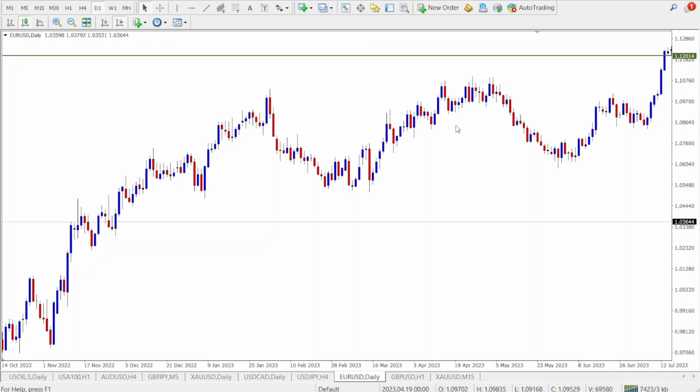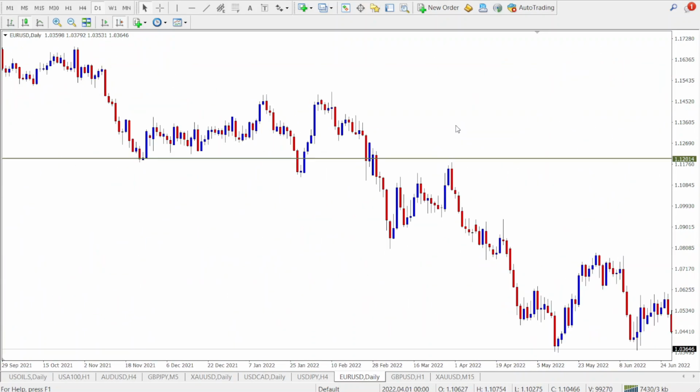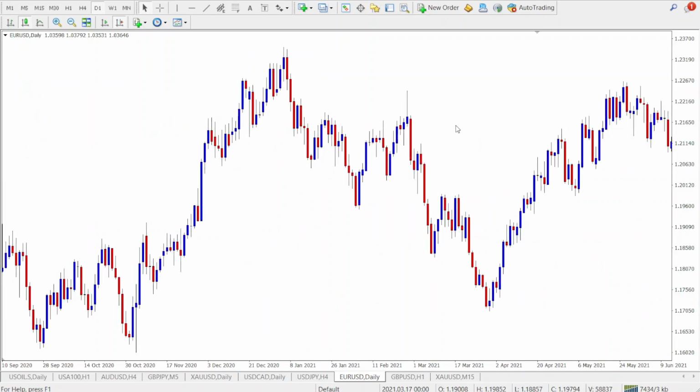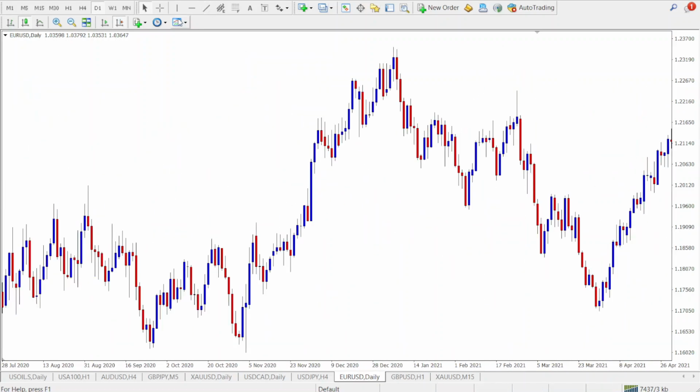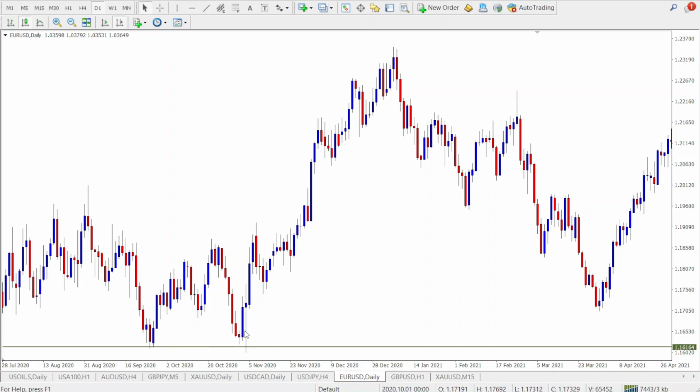Then a double bottom is just the opposite. Let's see if we can find a good double bottom. Okay, so we have one here. We have one here. So a double bottom is the opposite. It forms at the end of a downtrend when price fails to break a support level twice. Now, this signals that selling pressure is weakening and buyers are ready to take control.